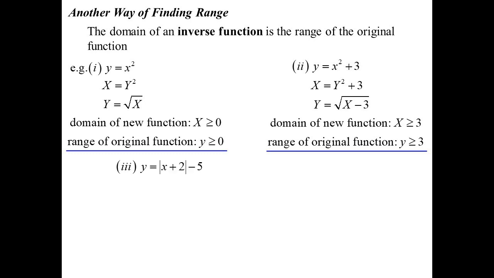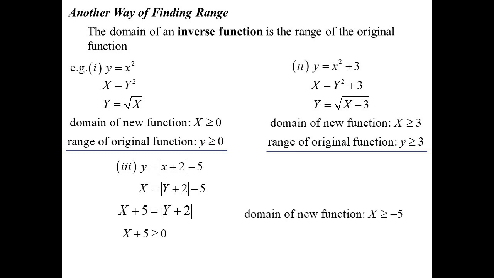Absolute value of x plus 2, minus 5. Swap the x and the y's around. I've got to make y the subject of this. This is a bit trickier, but I'm going to get x plus 5 is the absolute value of y plus 2. Well, that tells me that x plus 5 must be greater than or equal to 0 because it's equal to the absolute value of something. So the domain of the new function is x is greater than or equal to negative 5, which tells me the range of the original function was y is greater than or equal to negative 5.